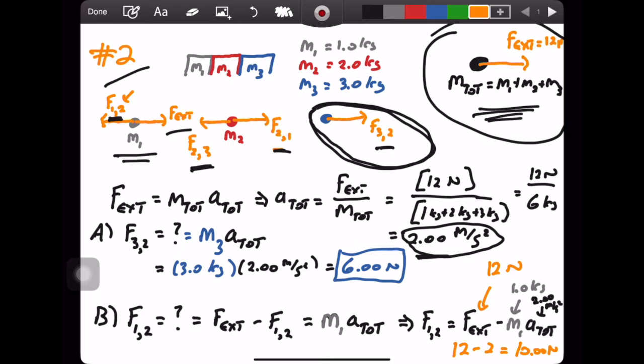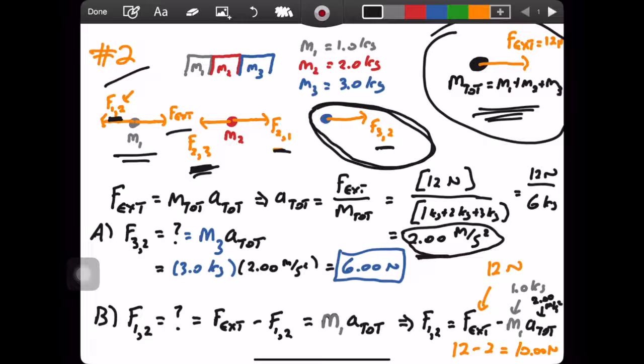And you could do that for, for instance, if it wanted us to figure out what is the force on 2 from 3. If they wanted us to solve for this one right here, then I would look at the free body diagram there. I'd say F21 minus F23 equals M2 A total. And then I would rewrite the equation to isolate for F23, just like I did in part B when I isolated for F12. So just to review, Newton's second law and Newton's third law are both really important here.